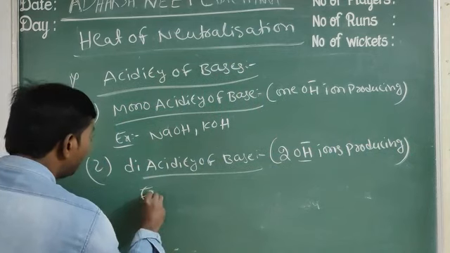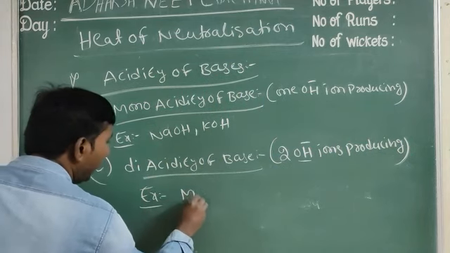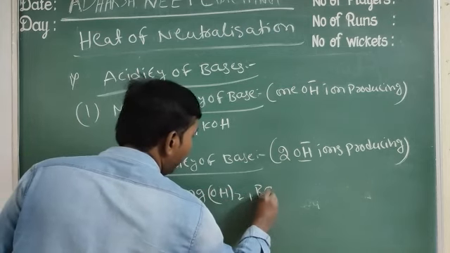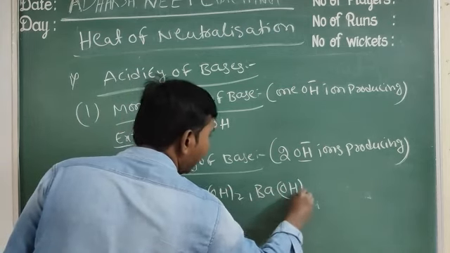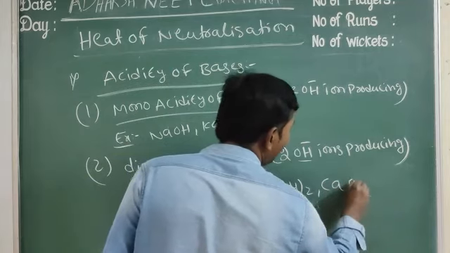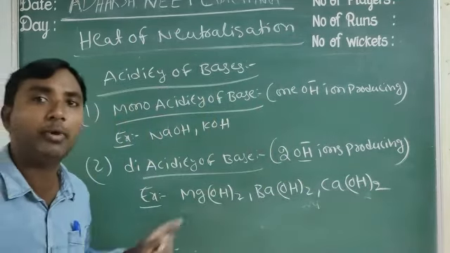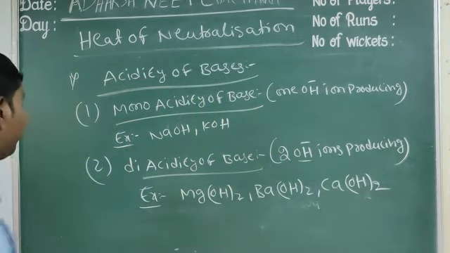Okay. Examples: Mg(OH)2, or beryllium hydroxide, or calcium hydroxide, like that. Here two OH minus ions are produced.